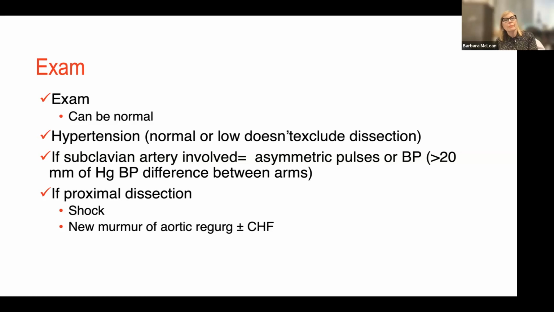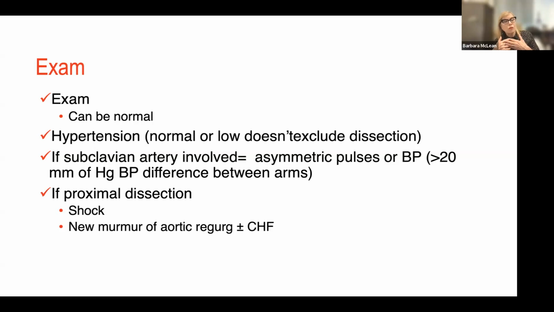So here's the problem: you can have an absolutely normal examination. You may not have tracheal deviation. You may have hypertension, which would give me a lot of concern, much more concern than normal to low. Normal to low blood pressure doesn't necessarily support dissection unless you are actually in hypovolemic or hemorrhagic shock. So blood pressure is not going to be very meaningful to me here.